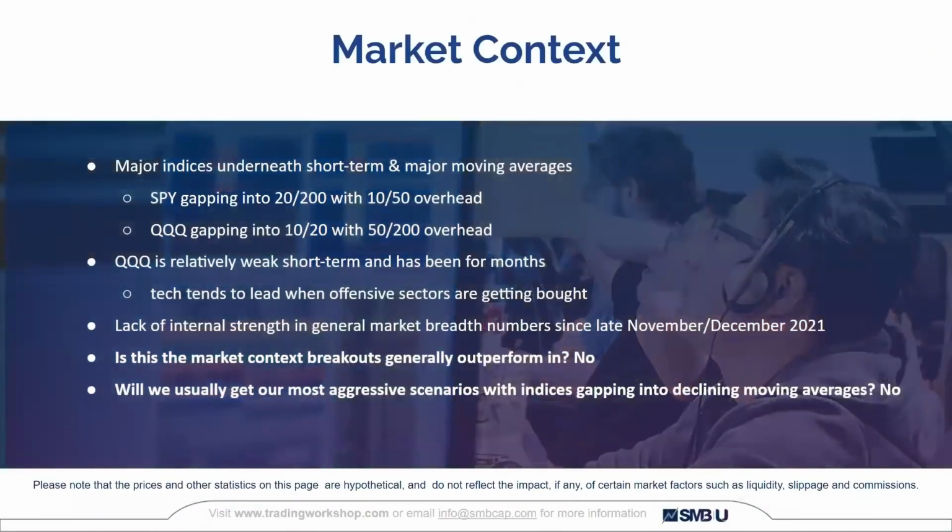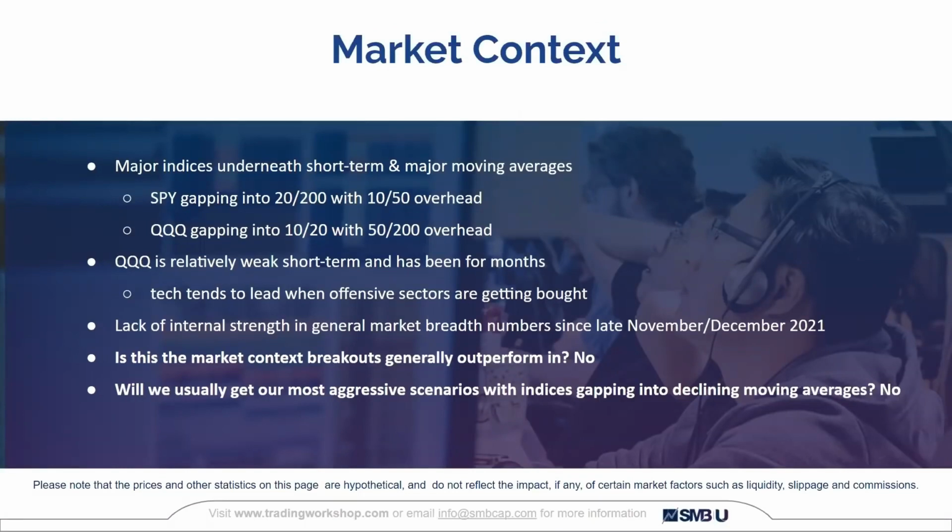So the way we look at this is just plain market context. Our major indices are under both short-term and long-term moving averages, gapping into declining moving averages, which is even weaker. So the lack of internal strength and the general breakout numbers have been pretty abysmal. That means breakouts should work less and breakdowns should work more. Yes, that was our first inclination. So that's what happened in the first environment shift.